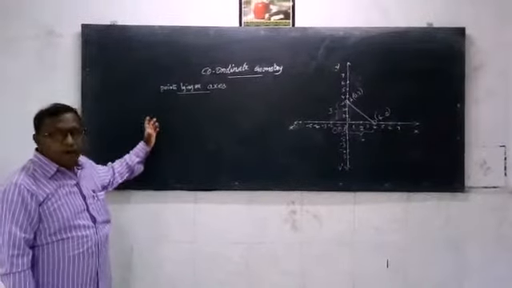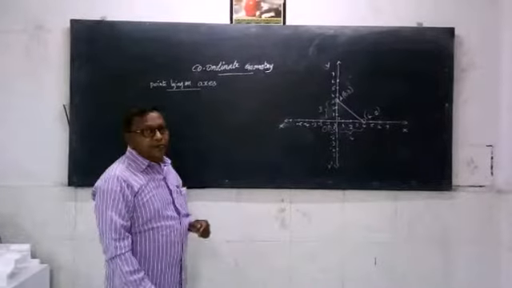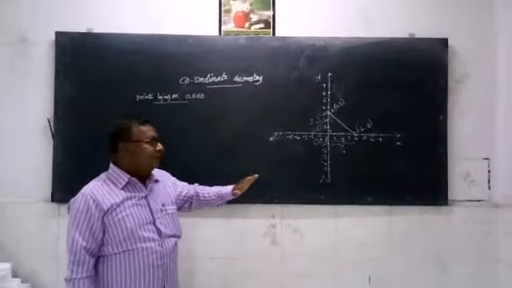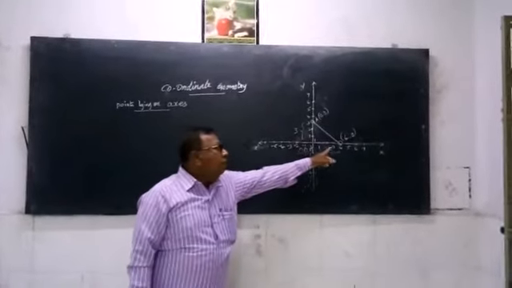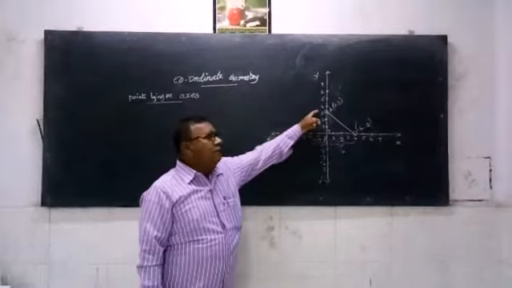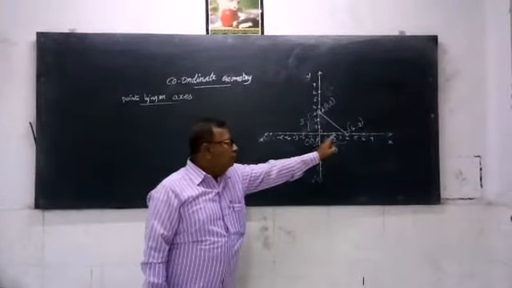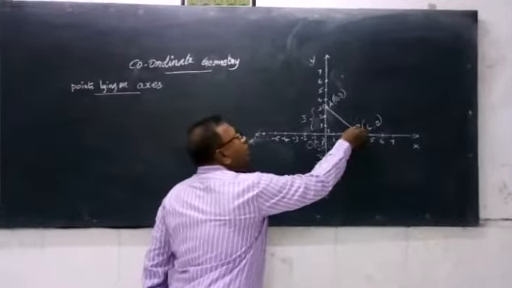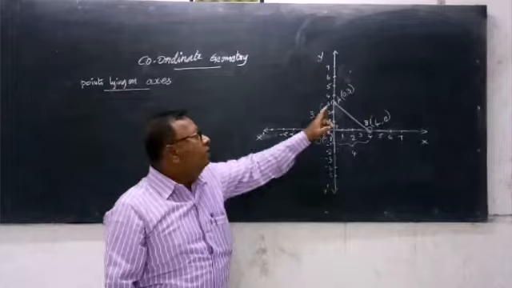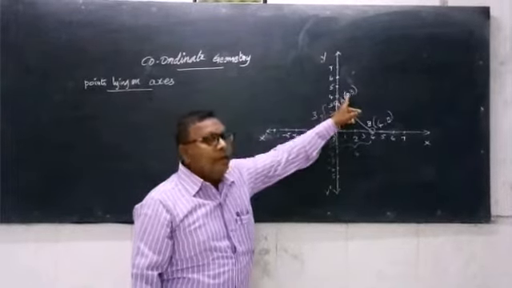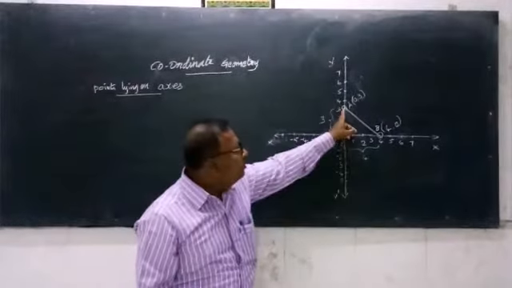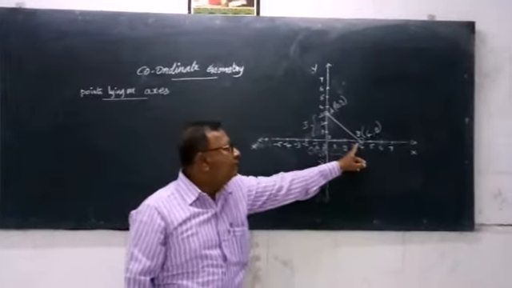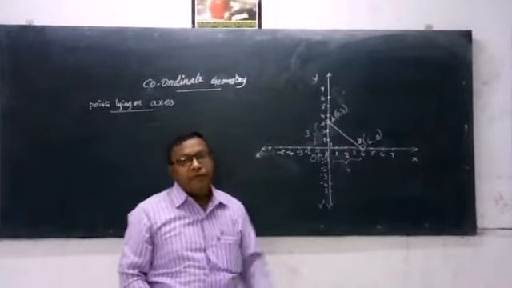Okay children, now we shall try to find the distance between 2 points which are lying on the coordinate axes. That is, one point lying on the x-axis and the other point lying on the y-axis. I have chosen B (4, 0) as a point lying on the x-axis and the point A (0, 3) lying on the y-axis. Now I will join A and B here to get the line AB. Now we shall try to find the distance between these 2 points A and B.